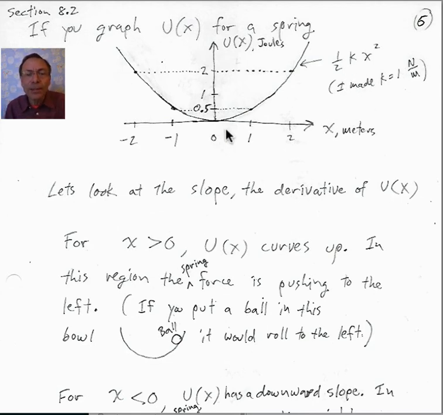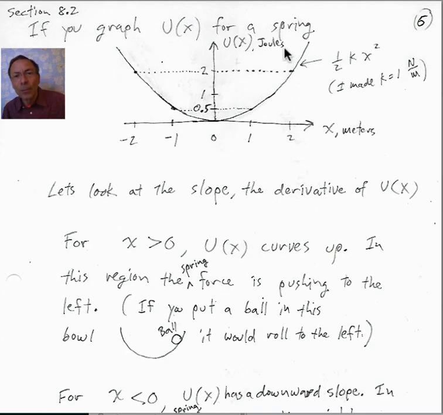So let's take a look at the slope of this curve. In calculus, it's called the derivative of the curve. So when x is bigger than 0, it's curving upward. And this area here has positive slope. This is an area where the force, in this case a spring, is pushing to the left.